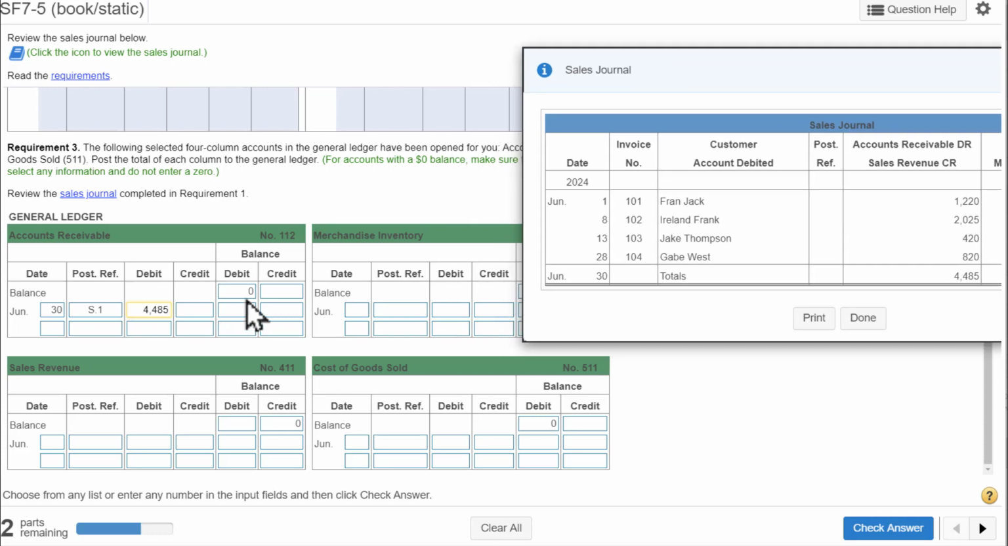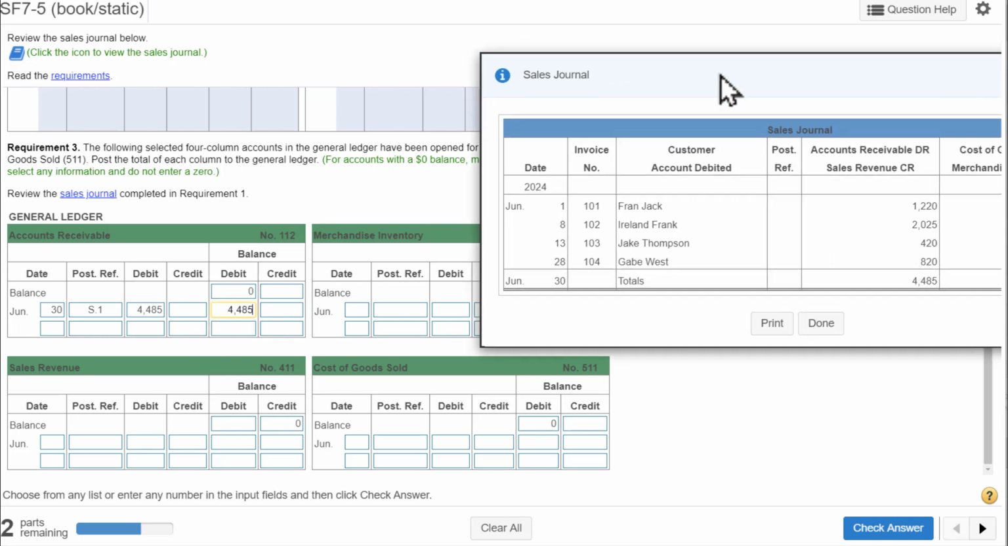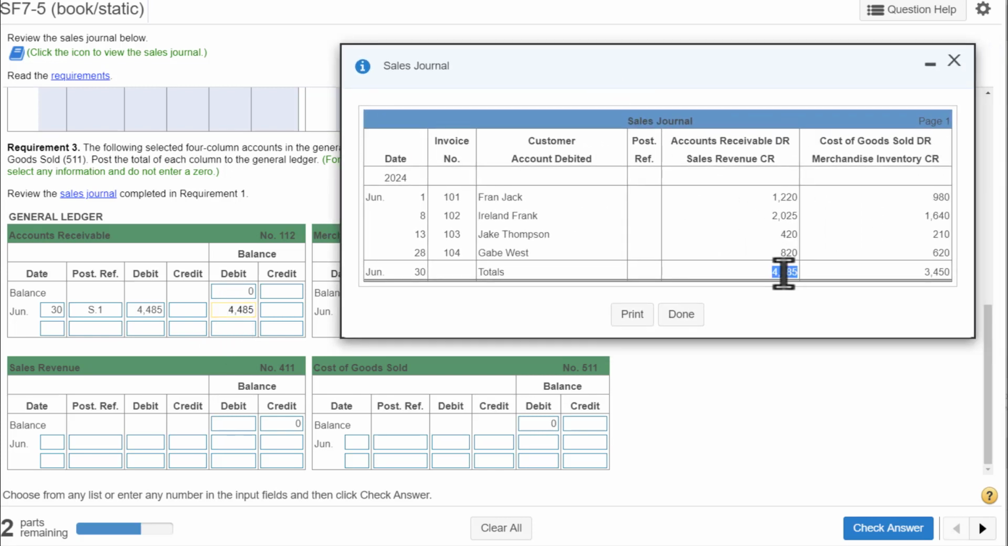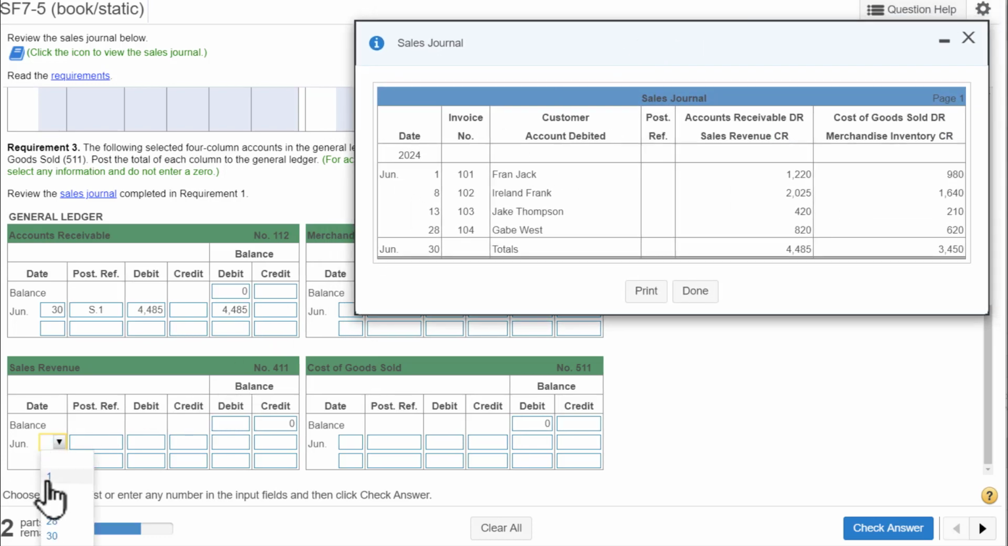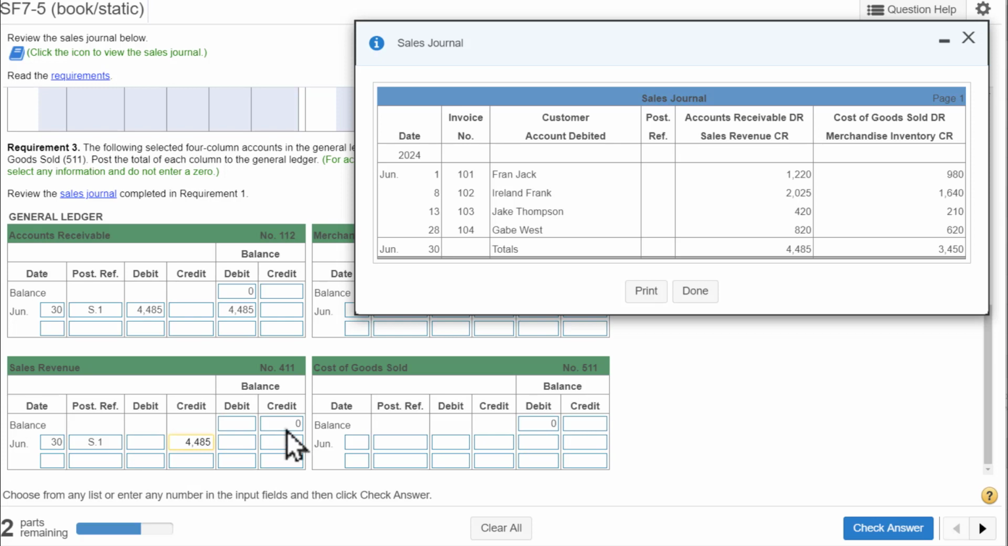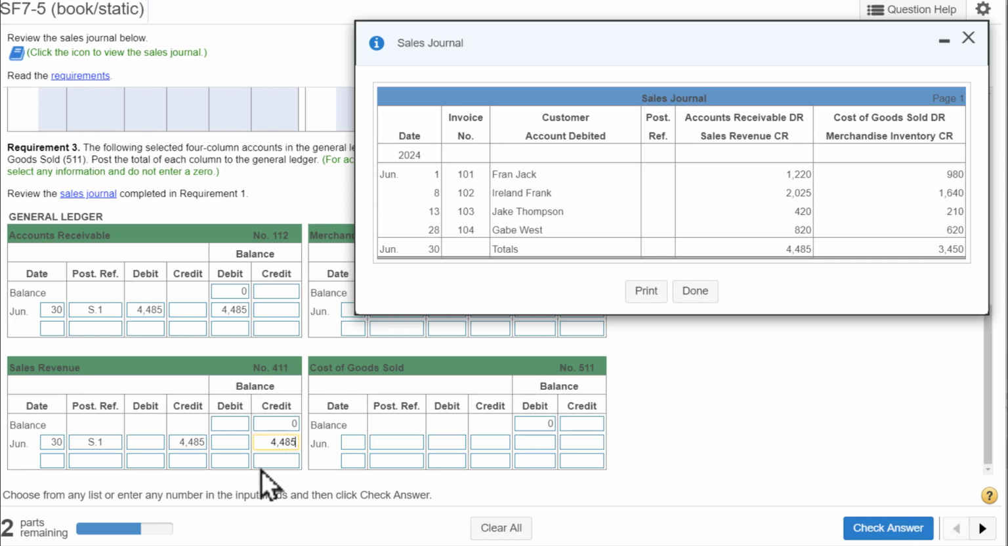Then I have to update my balance due. The prior balance was 0. We increase it by 44.85, so the new balance is 44.85. All right, now we need to post this 44.85 to sales revenue as a credit. So 44.85 to sales revenue. Remember, the totals get posted at the end of the month, and we said it's a credit. Our previous balance for sales revenue was 0. We increased it by 44.85, so the new balance is 44.85.